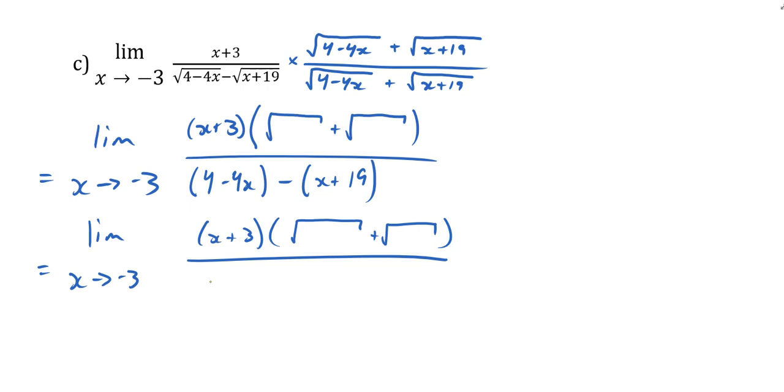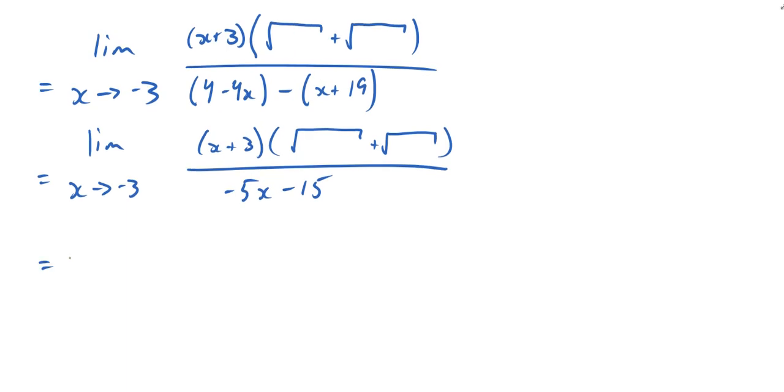So I've got negative 4x minus x is negative 5x, and 4 minus 19 is negative 15. Boy, that worked out nicely. Isn't it beautiful how it always works out? You're like, wow, there's an x plus 3 factor in there.